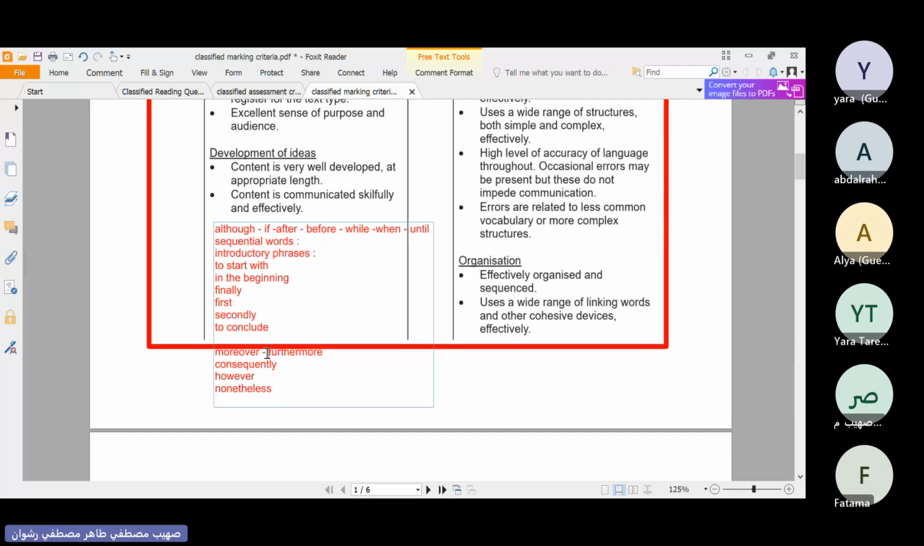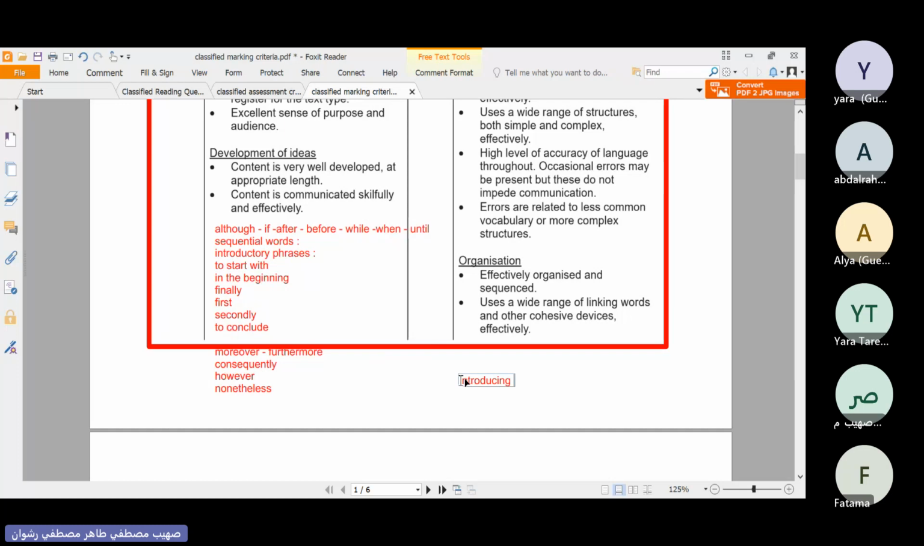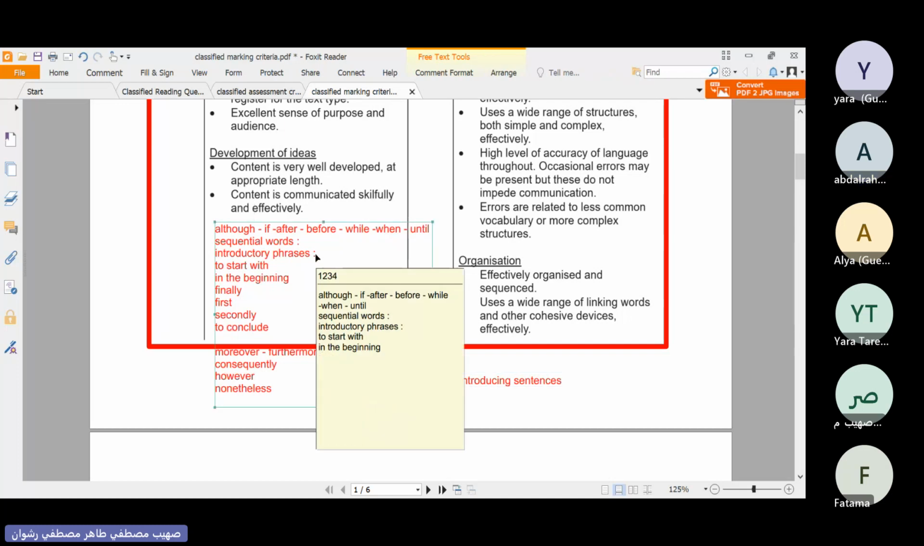Yes, sir. If you noticed here, Abdurrahman, starting from to start with until the end, all of those are used as introductory phrases, right? I mean, they always introduce sentences, not link them in the middle. To start with, in the beginning, finally, first, secondly, to conclude, moreover, furthermore, consequently, however, nonetheless, all of them are introducing sentences, right? So we named them introductory phrases, okay?